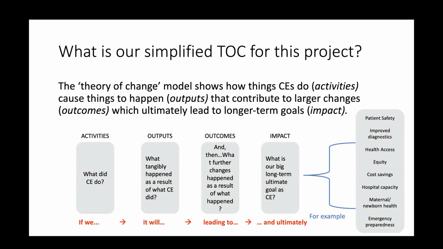Now, since we're using the theory of change model retrospectively, the verbs will be different, but there's the same idea. So you can ask yourself, when our clinical engineering team did X activities, it specifically resulted in Y, the outputs, which broadly contributed to Z, the outcomes, and ultimately was a part of working towards our big picture impact or big picture goal for our health system.